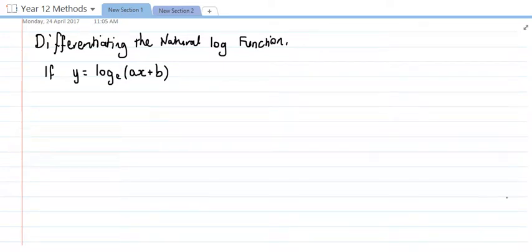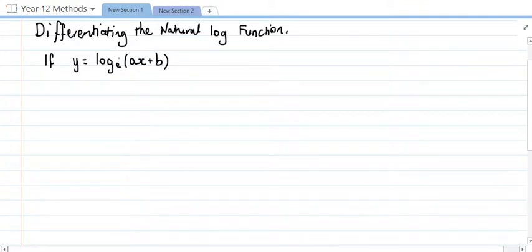Hi everyone. In this video I'm going to look at differentiating the natural log function. To start off with, I want to do the actual proof of why the derivative works out the way that it does. It's a really nice one to prove.